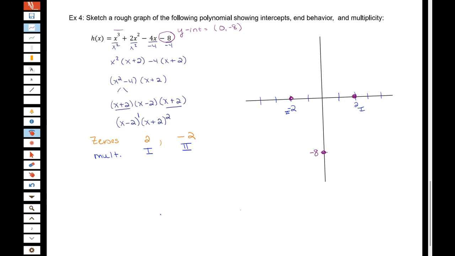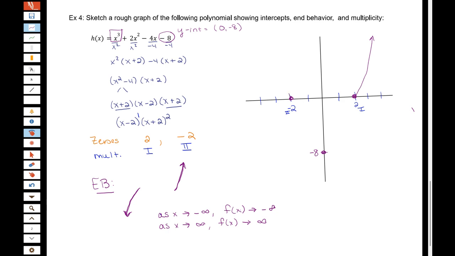And then our end behavior, because we have a positive x cubed, our end behavior is going to go like this. It's the same as the last one. So as x approaches -infinity, f of x approaches -infinity because it goes down on the left. As x approaches positive infinity, f of x approaches positive infinity because it goes up. So we know it's going like this on the ends.